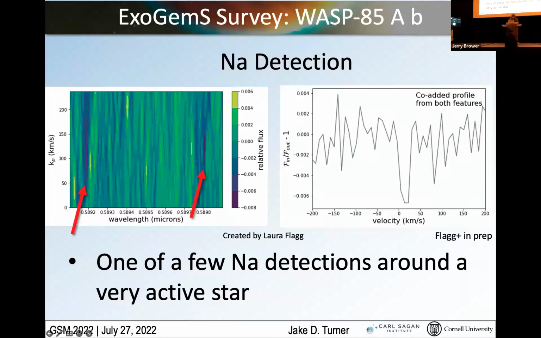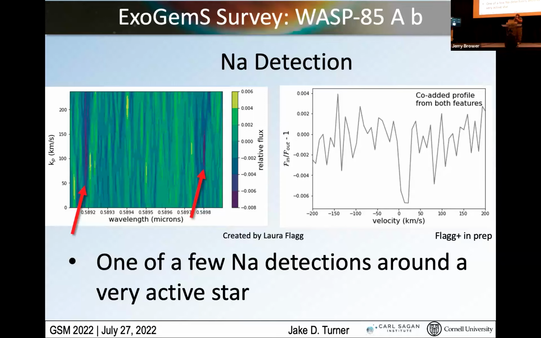So again, wavelength versus the radial velocity of the planet, and we see both lines pretty strong. So if we sum those lines together, we can get a spectrum here, and you can see it's detected quite well. We're eventually going to model this and see if there are any non-LTE effects going on. We haven't done that yet.